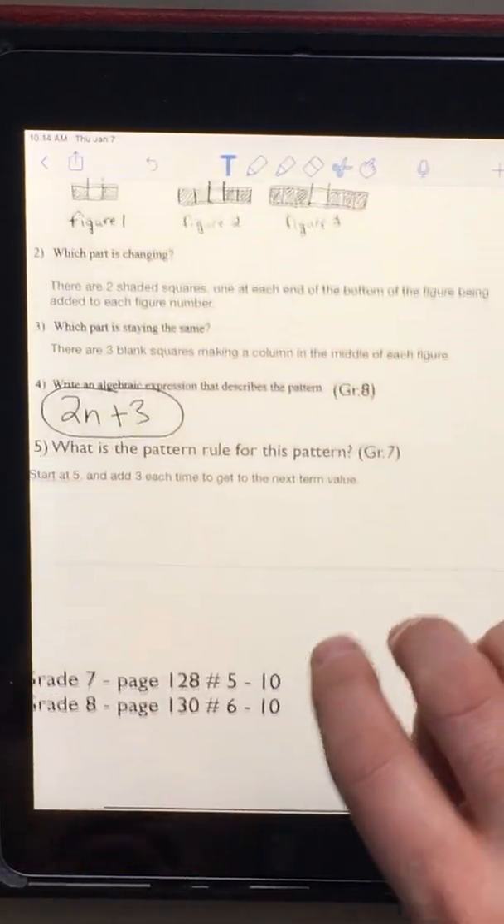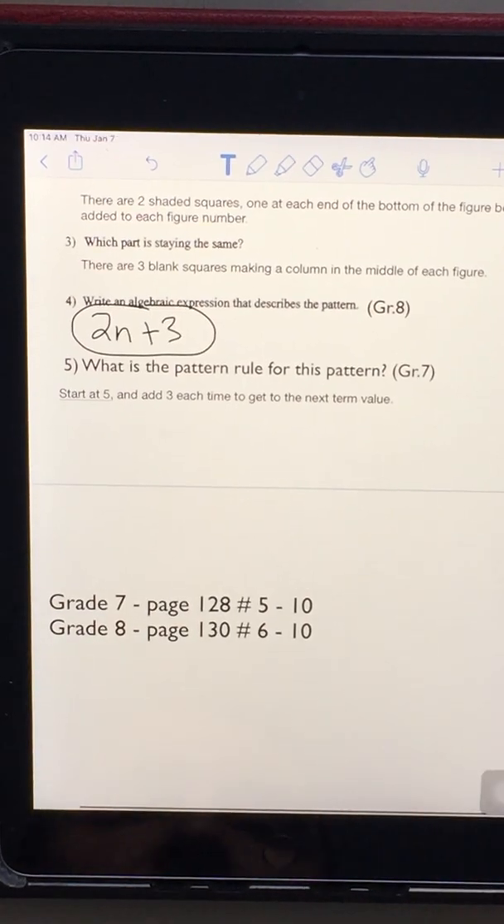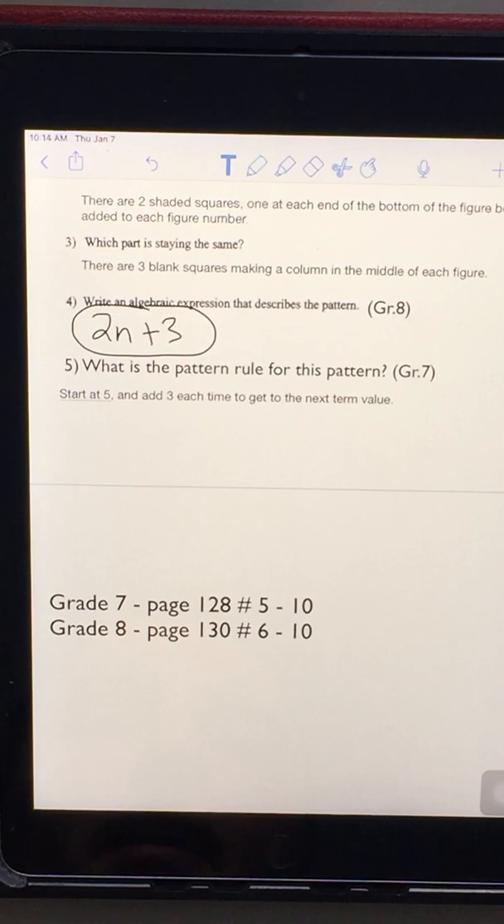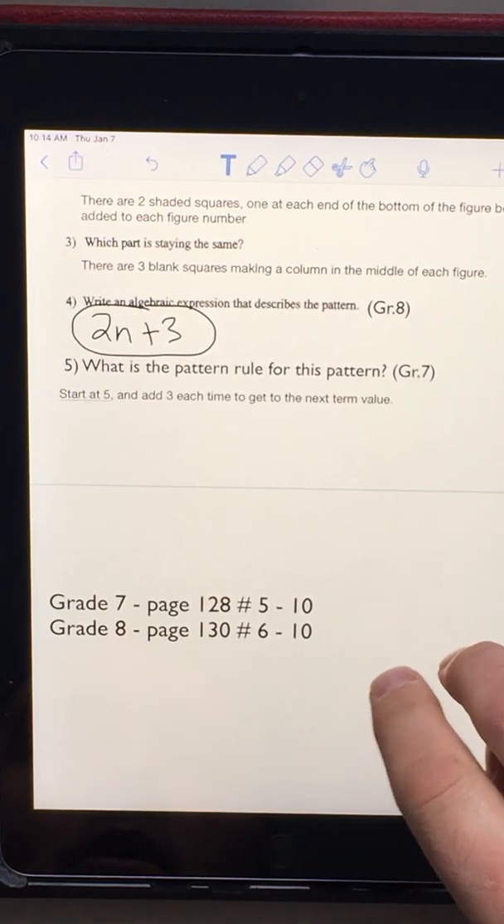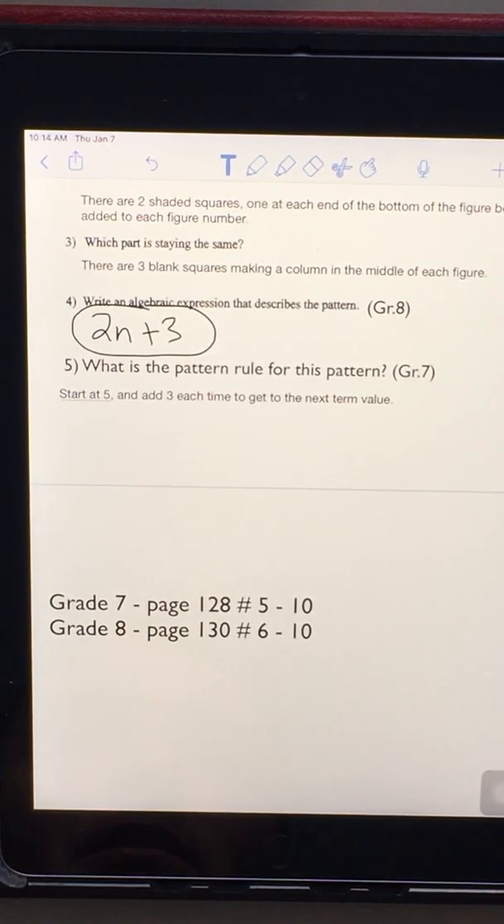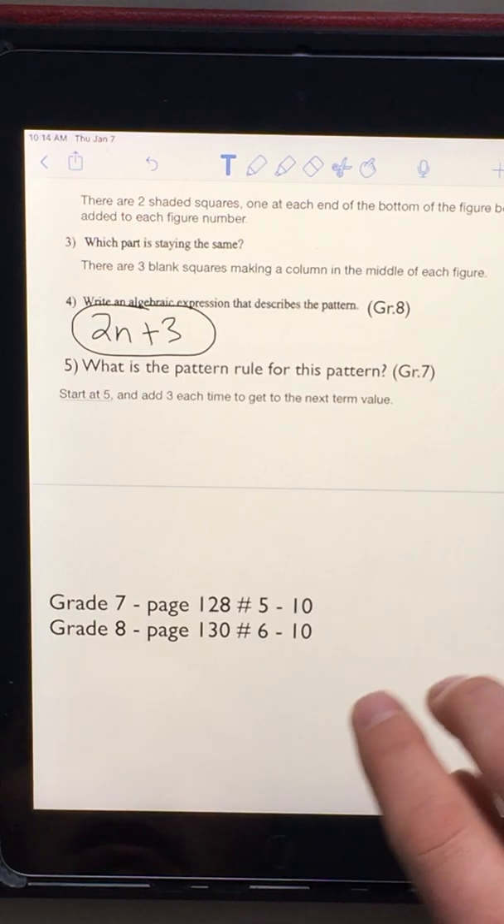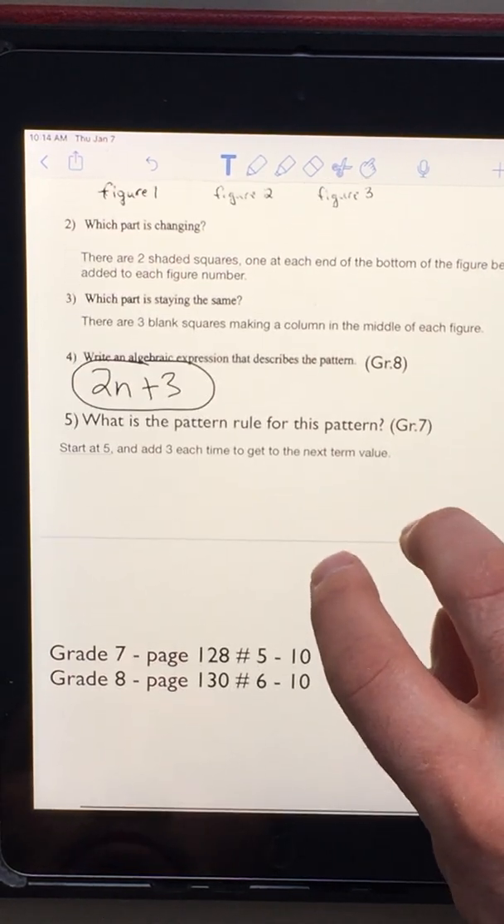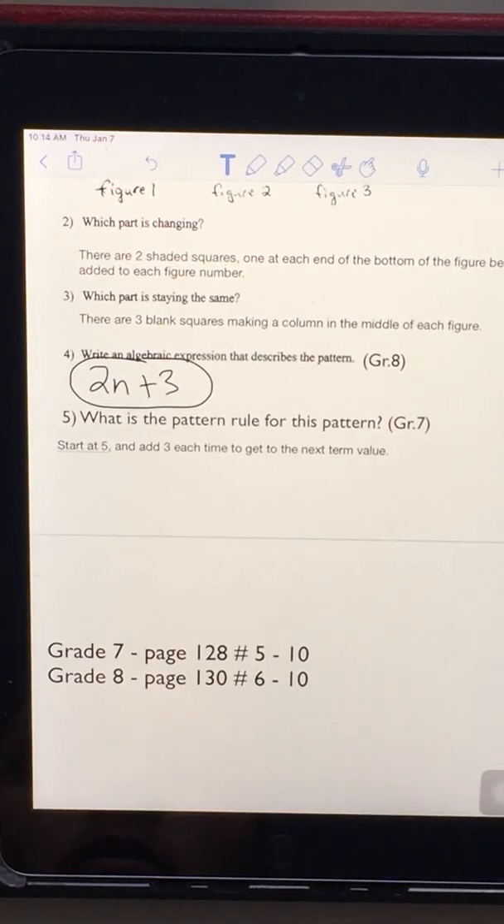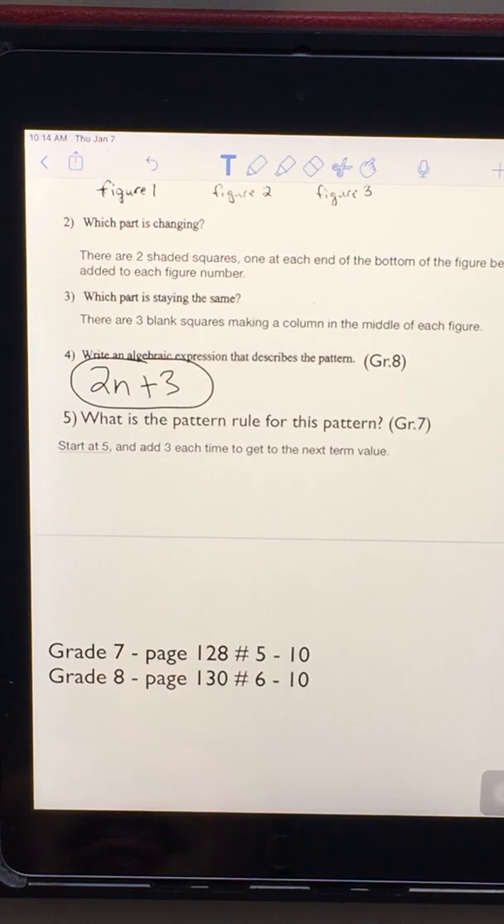So that's one example. Grade 7, you're going to work on page 128. That's the first set of pages, numbers 5 to 10. Grade 8, you're going to work on page 130. That's the second set of pages, numbers 6 to 10. Remember today, grade 8, you're going to be doing lots of algebraic expressions. If they're going up by the same number each time, you multiply that number times the variable and then figure out what you have to add or subtract.